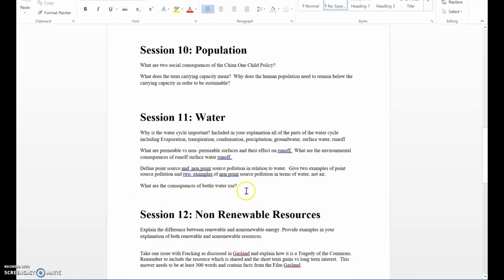What are the consequences of bottled water use? These can be found in the video, The Story of Bottled Water. I think they also briefly talk about this in your textbook, but this is, of course, a major issue in the world right now because of microplastics. Plastic bottles break down in the sunlight and become smaller objects. So the plastic really never goes away. It just becomes smaller in size and it's reflective in the sun.